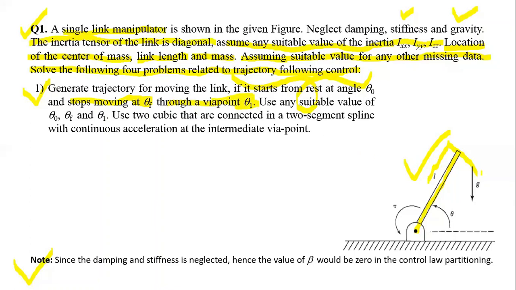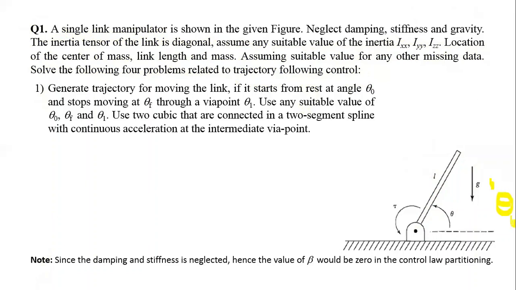Suppose this is the point theta 0, and suppose this is theta 1, the via point, and this is theta f, the final point. So this link starts from this point from rest, passes through this via point theta 1, and stops at point theta f, which is the final point of this trajectory. We may use any suitable value of theta 0, theta f, and theta 1.